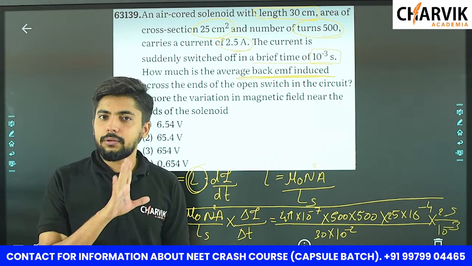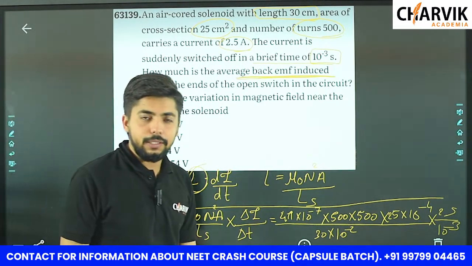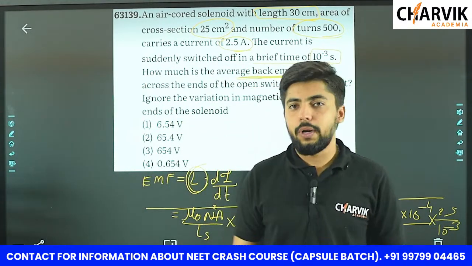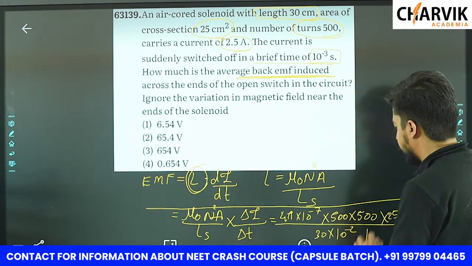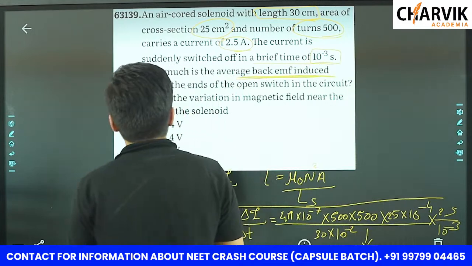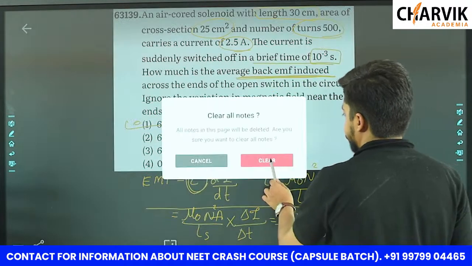The only one thing you should remember while solving this equation is the value of the self-inductance, which is mu naught into n square into area divided by length of the solenoid. Okay, you can solve this in the calculator, and after solving, you will get the answer, which is 6.54 volt, given in the first option.